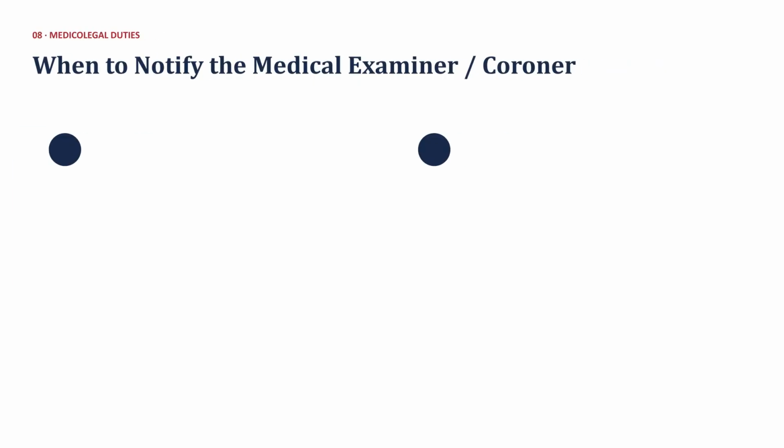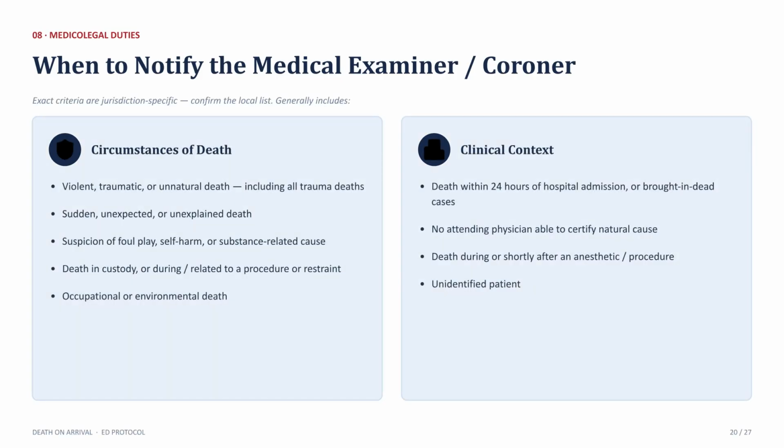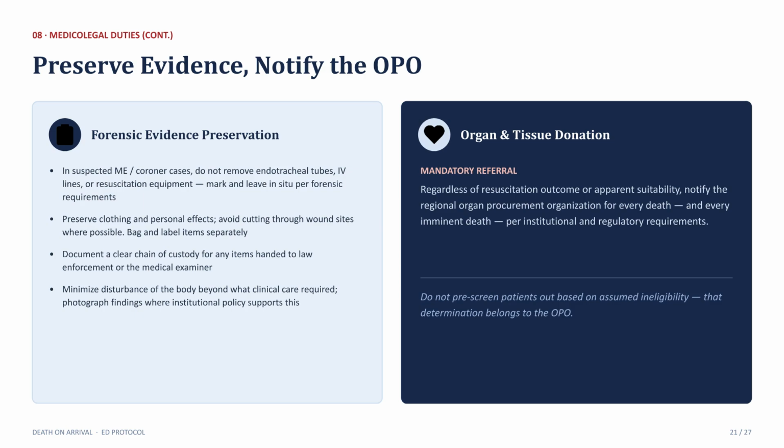In medico-legal cases, you must notify the medical examiner or coroner. This generally applies to traumatic, sudden, or unexplained deaths, or those occurring in custody. Always preserve forensic evidence by keeping lines and tubes in place. Furthermore, remember that organ procurement organization notification is a mandatory step for all deaths.